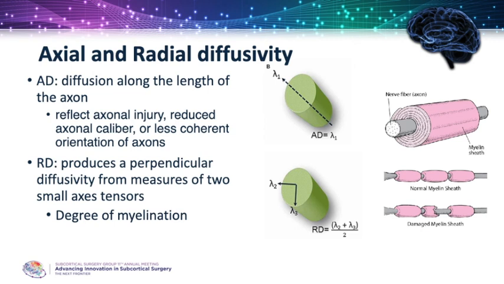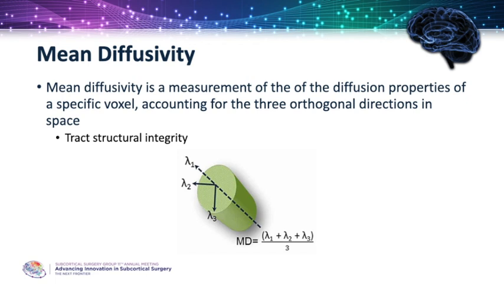Axial diffusivity is looking along the trajectory of the axon, whereas the radial diffusivity looks at the perpendicular diffusivity of a given axon, again, giving us ideas about the integrity of the axon, the degree of myelination. Mean diffusivity kind of combines the two, looking at all three orthogonal viewpoints to give us, again, a good understanding of the axon tract integrity.